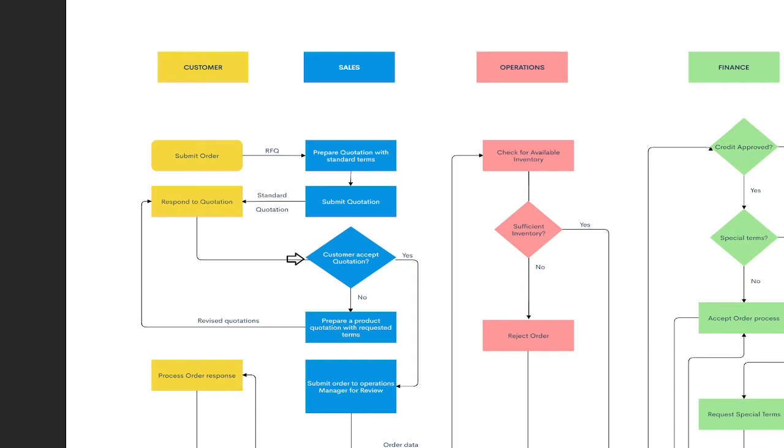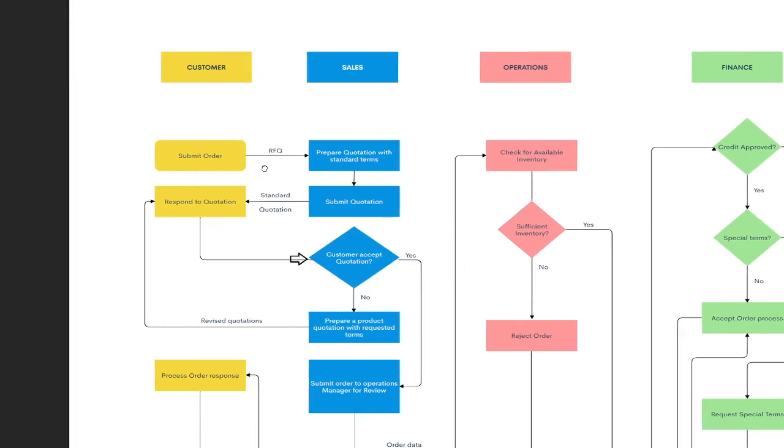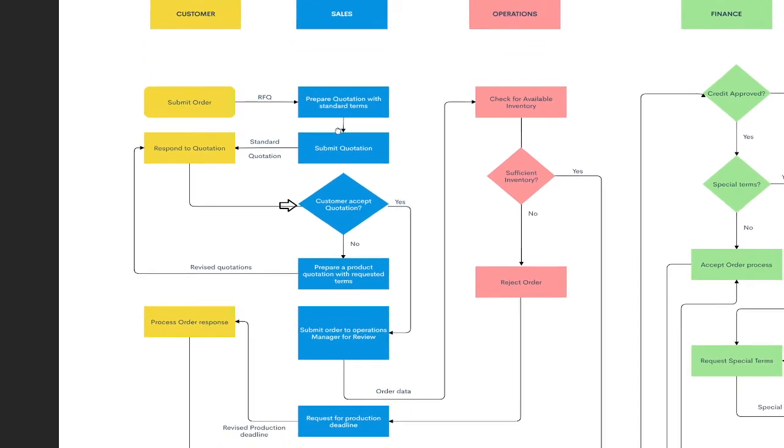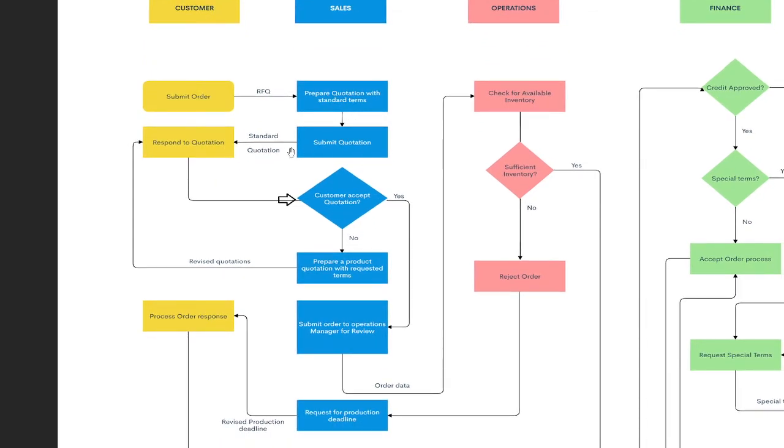So when a customer goes to our website or emails us, he will submit a request for quotation, or a request for a product with the specific terms or prices. That's the meaning of quotation. So after the sales department receives the request, we will prepare the quotation with standard terms and submit the quotation back to the customer. And the customer will respond to our standard quotation.